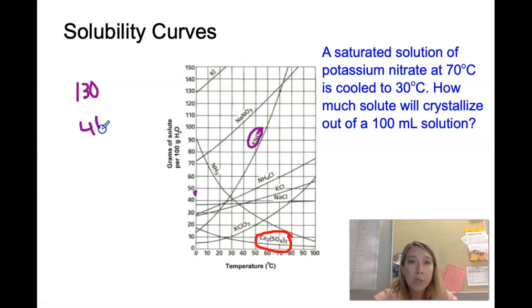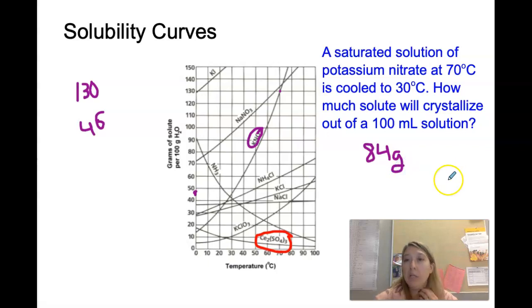So how much is going to crystallize out? Well, I had 130 that was dissolved in. Now I've cooled it. Sorry, that's an awful looking 6. Let's make it look more like a 6. And now only 46 can be in there. So we're going to do 130 minus 46. That tells us that 84 grams are going to crystallize out. Okay, so it comes down to the difference between the two of them.